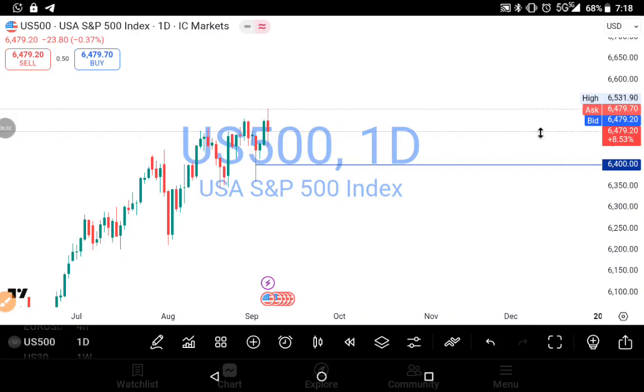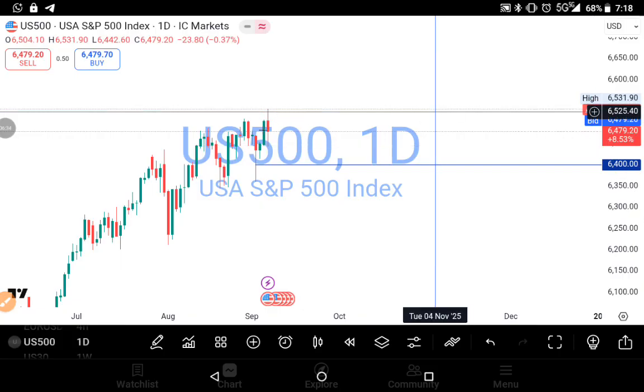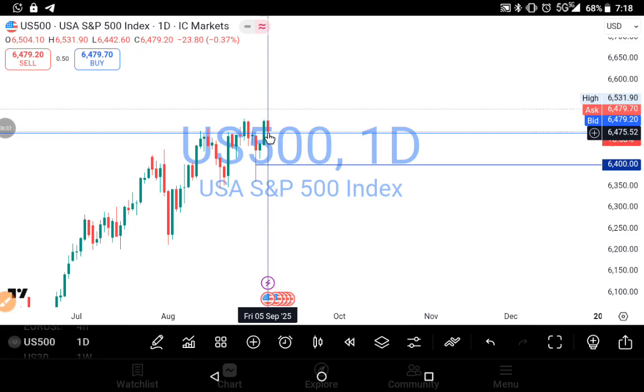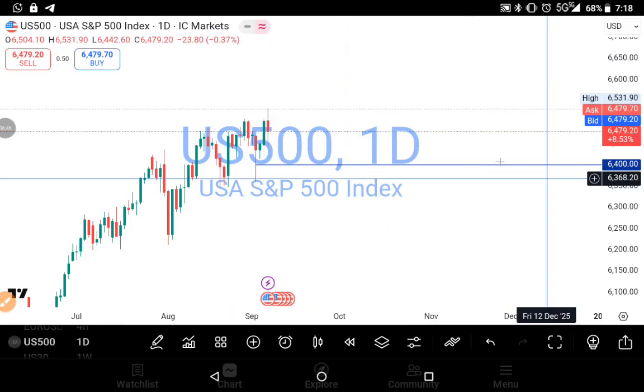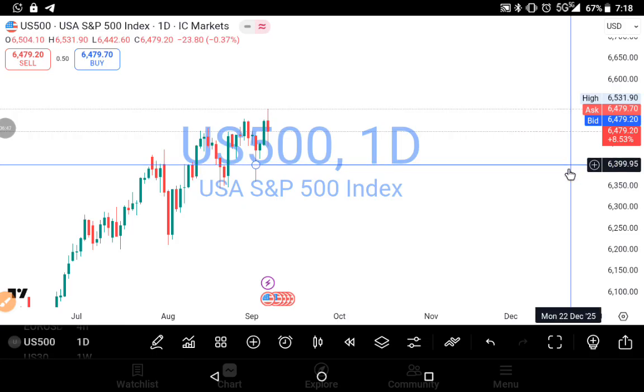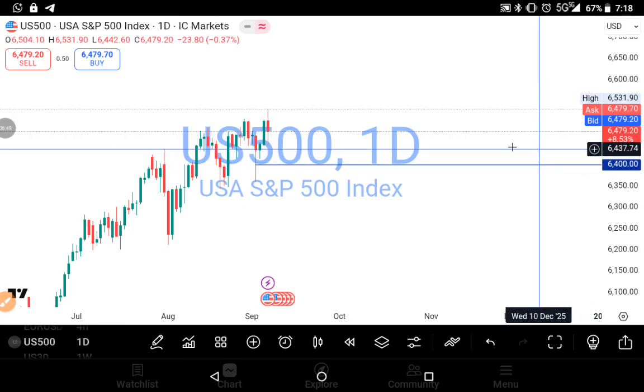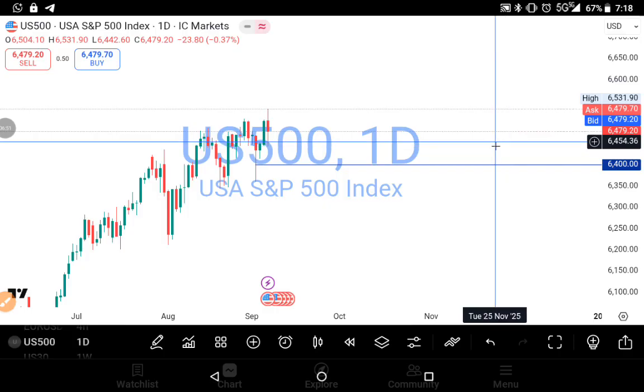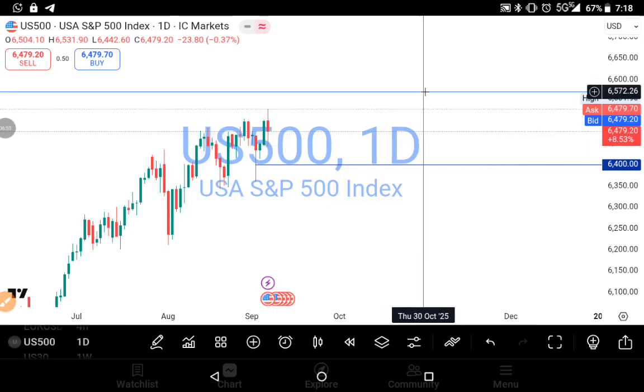6550 was short of some movement because the high of this candle comes in at 6531.90. So 6550 was short of some movement. So the coming week, as long as market price stays above 6400, then I should be able to see 6550 and 6600.